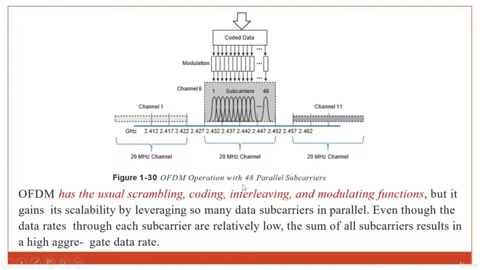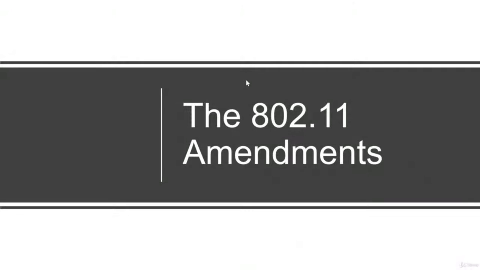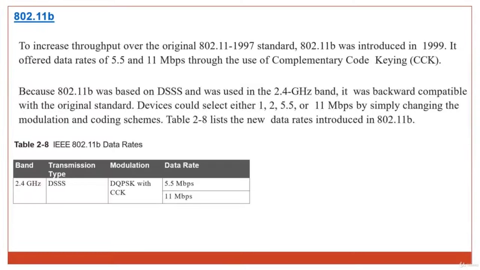So whatever we have studied in DSSS, the same thing is happening, say for example 48 times parallelly. Okay, we have IEEE standard. So let's see what standards we have. First of all, 802.11 was introduced in 1997, and then after 2 years, 802.11b was introduced.